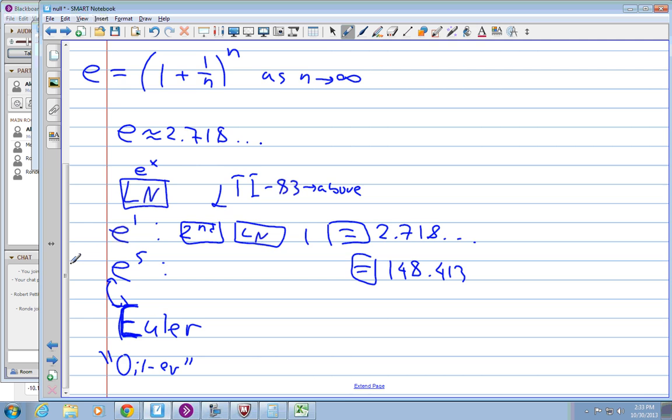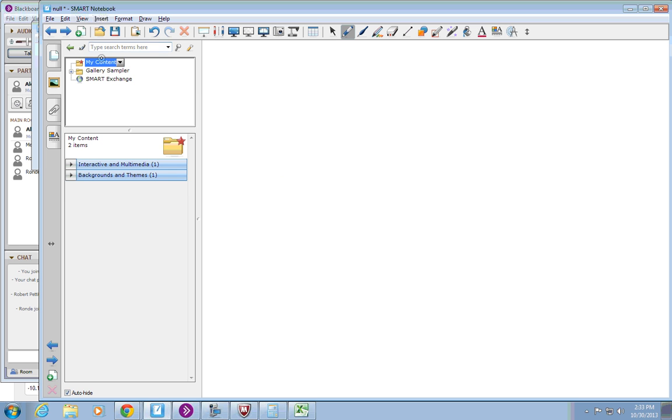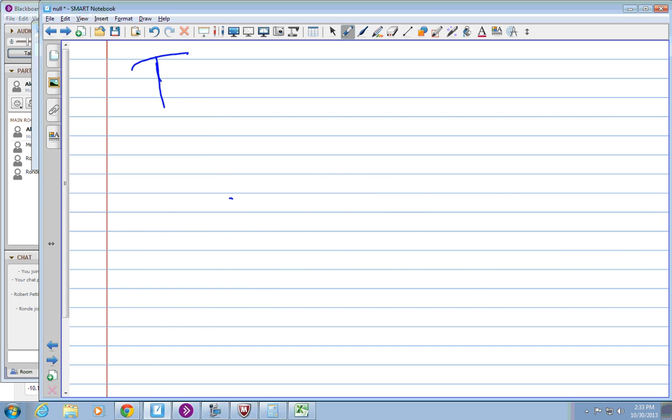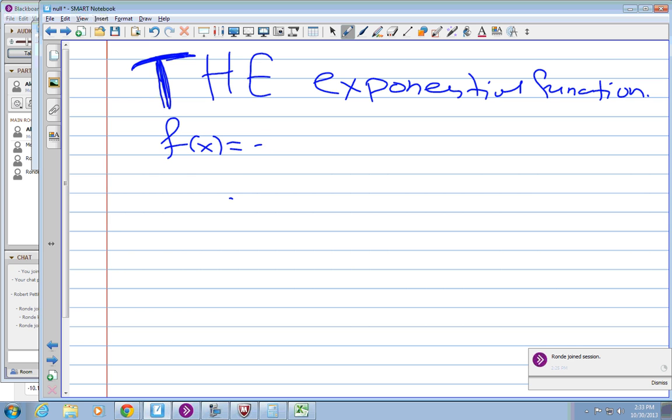Euler. So this gives us the exponential function. This is the mother of them all, really the only one that matters. f of x equals e to the x. So this is the exponential function, e to the x.